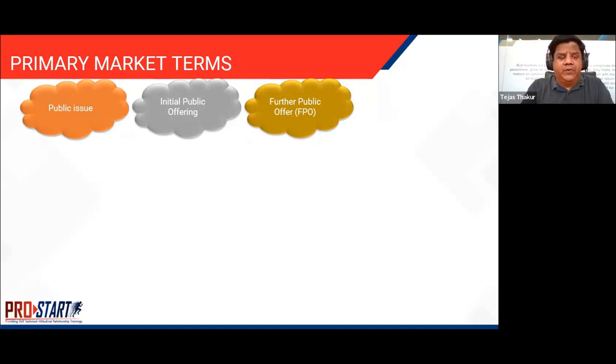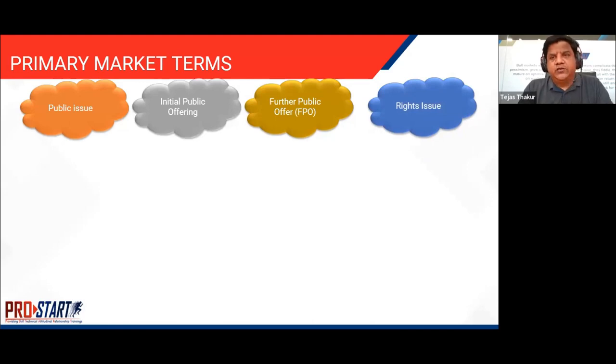So here basically what happens is that when an already listed company makes a fresh issue of securities to the public, it is called further public offer or FPO. When a company wants to add additional capital for growth, or to restructure its capital structure by retiring debt, raising capital through a fresh issue to the public, this is known as the FPO or the further public offering. Rights issues are there. So people who are already holding a particular stock are given the rights issue.